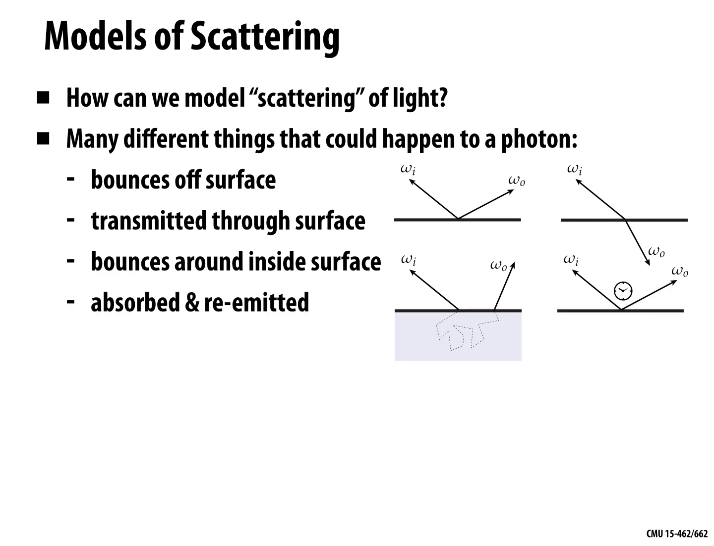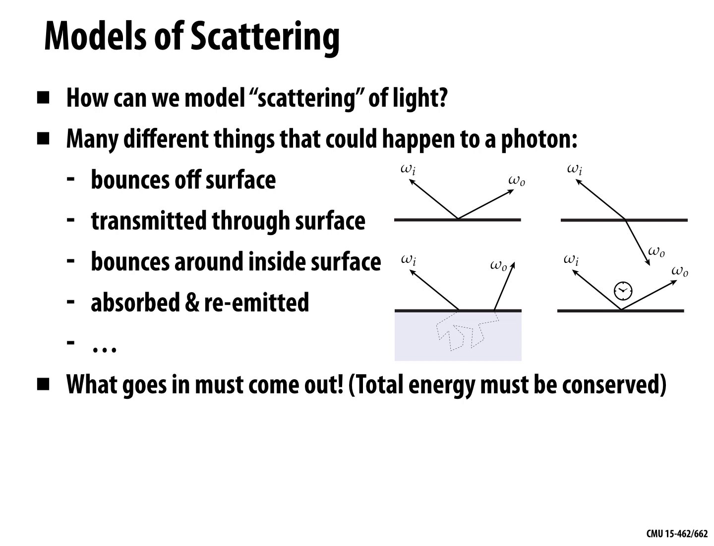Also, in more exotic materials, it could be absorbed and re-emitted after some amount of time. And this is the phenomenon of phosphorescence. And so on. There's a lot of interesting things that we can do, or different models we can have for scattering, even in this geometric optics view of light transport. One thing that should always be true is that what goes in must come out. Total energy must be conserved, right?